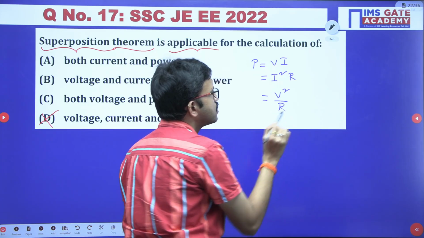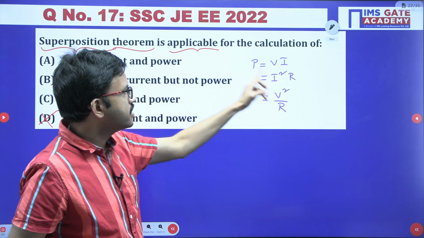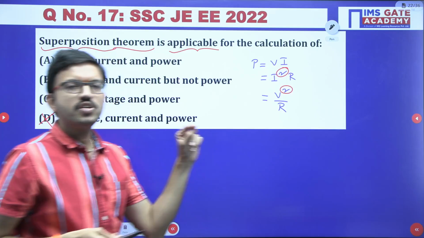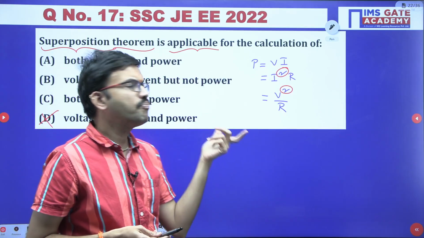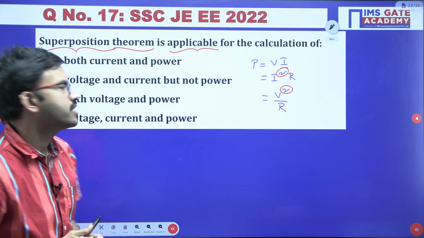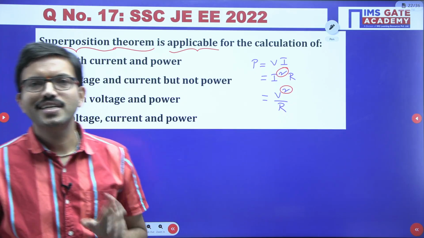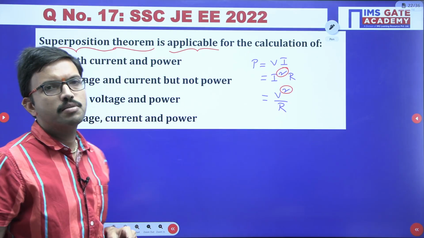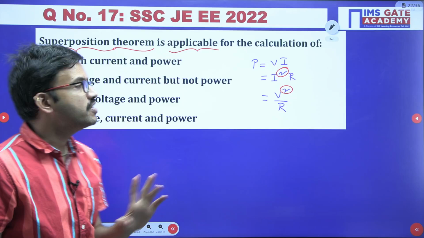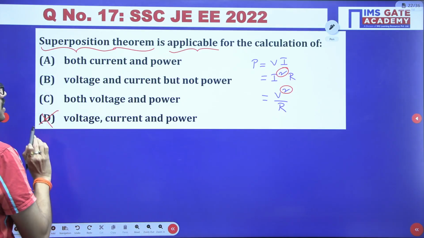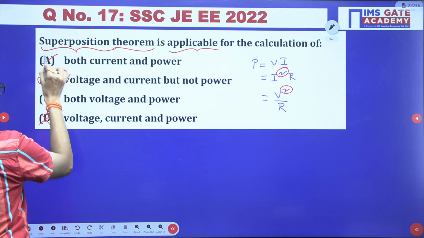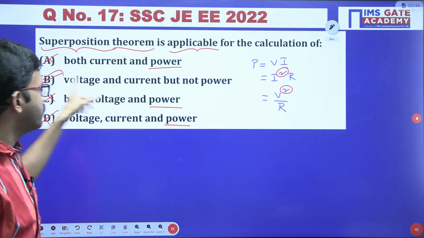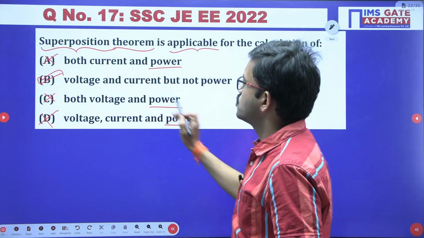Now what is your observation with respect to power and current, or power and voltage? Here you are having power 2. Whenever you have power 2, 3, 4, etc., that quantity is not linear. We can apply the superposition theorem only for linear circuits. That is the reason we cannot apply superposition directly to calculate the power. So the correct answer for this question is option B, because all the other choices can be eliminated straight away.